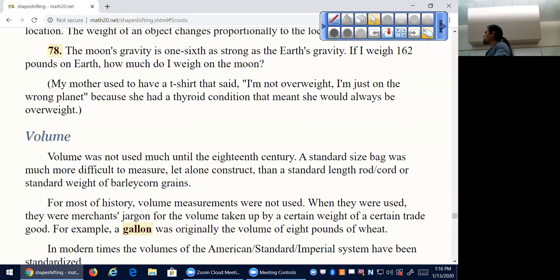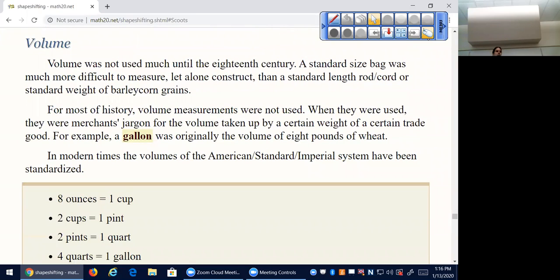Then for volume, volume wasn't used much because people are just terrible at eyeballing volume. If I said, here is a squirt bottle and here is an empty tissue box, if I was to empty this in here, how much would it fill? Is it going to overflow or not? Is it a half? Is it 3/4? Is it 1 1/2? We're just terrible at that kind of thing.